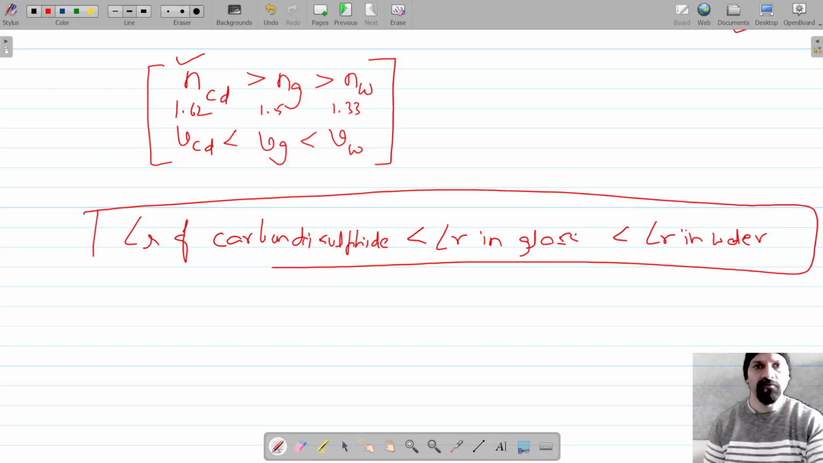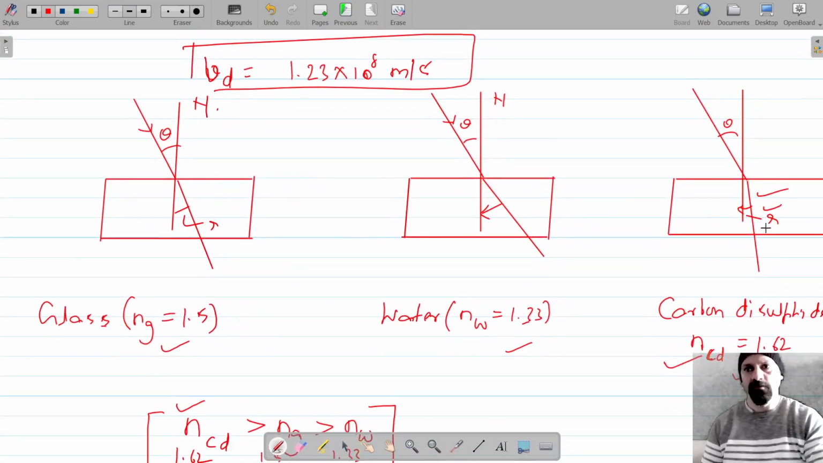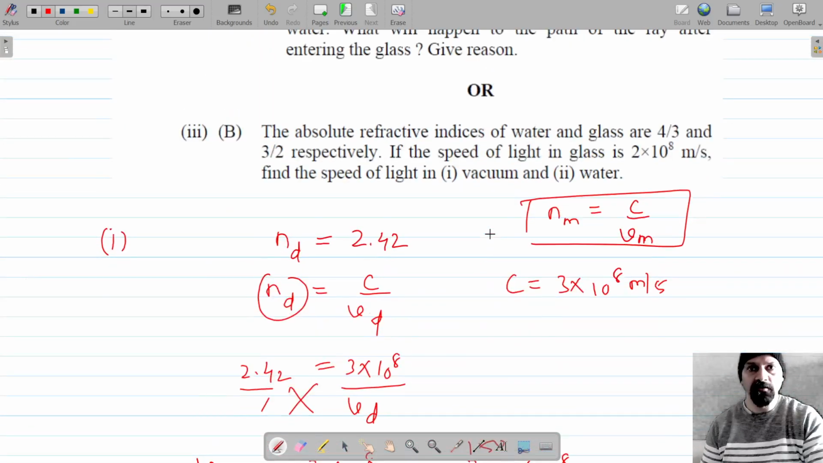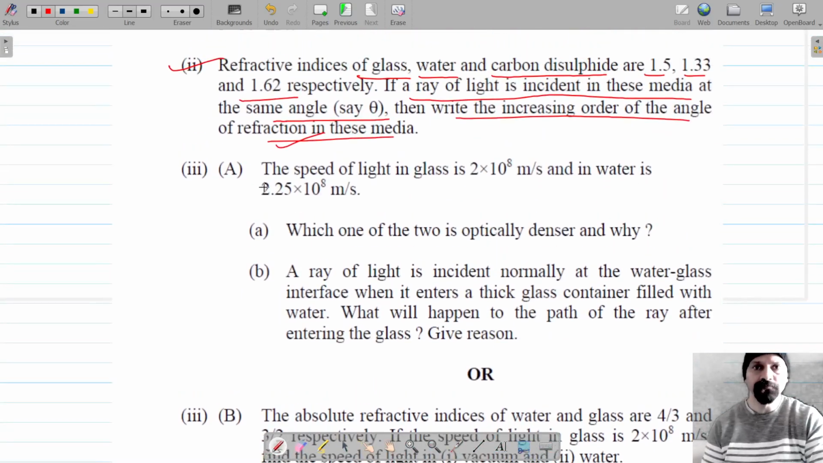This is how the angle of refraction looks. Here the angle of refraction is least. It will bend less than this, so its angle of refraction is greater than this one, and it will bend least towards the normal. So here the angle of refraction is greater. So this is the increasing order of the angle of refraction.